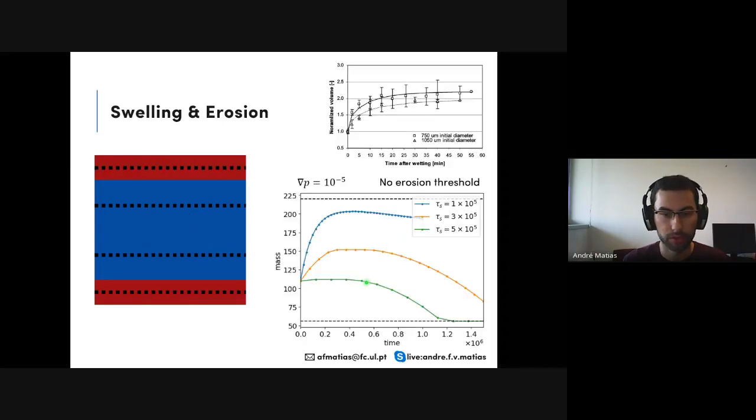So if we have the two phenomena in conjunction, let's focus here on the orange line, which plots the amount of mass as a function of time.